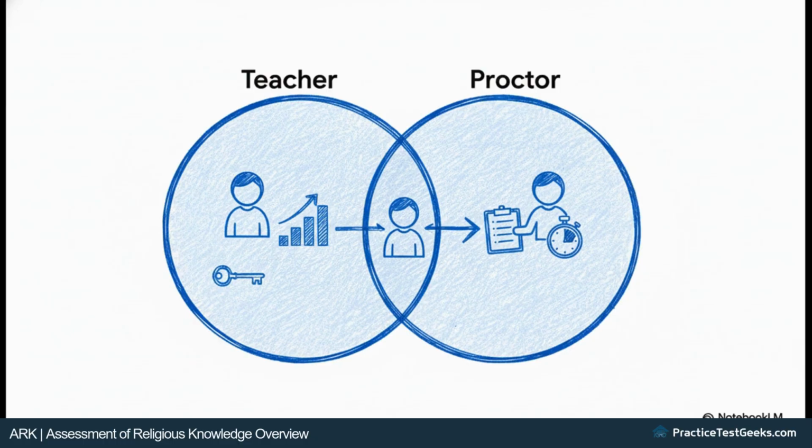Okay, let's clear up two really important roles, teacher versus proctor. A teacher is assigned to a class so they can see reports and results. A proctor is simply the staff member who's in the room administering the test. Now here's the key. A teacher can also be a proctor, but a proctor doesn't automatically get to see results unless they're also assigned as the teacher.